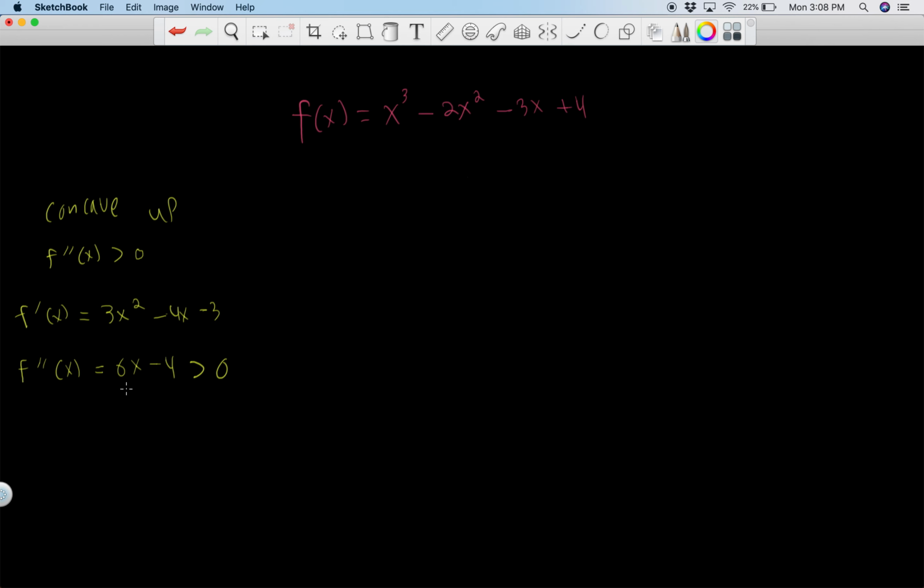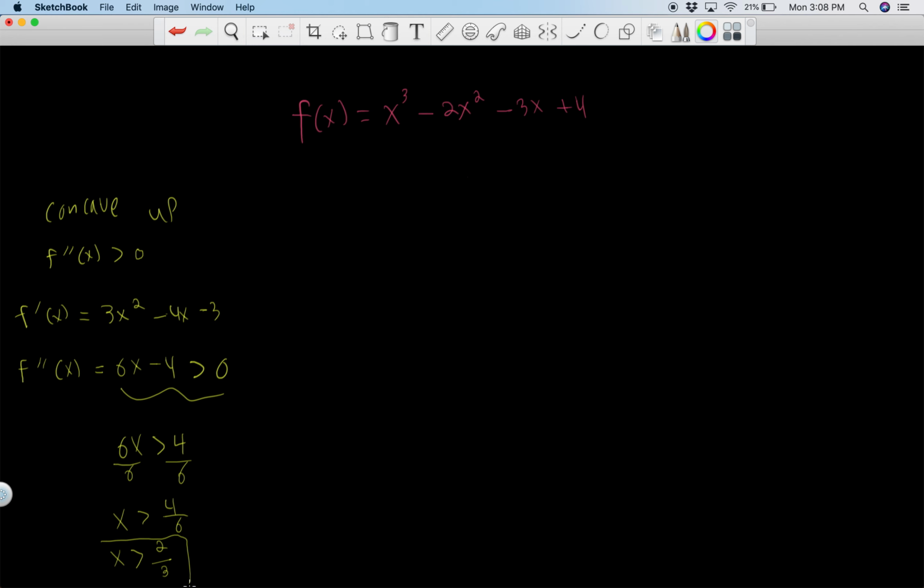All right, we can solve for x pretty easily in this equation right here. So we get 6x is greater than, we're going to add 4 on both sides, 6x is greater than 4. Divide by 6 on both sides. We get x is greater than 4 over 6, which means x is greater than 2 over 3.